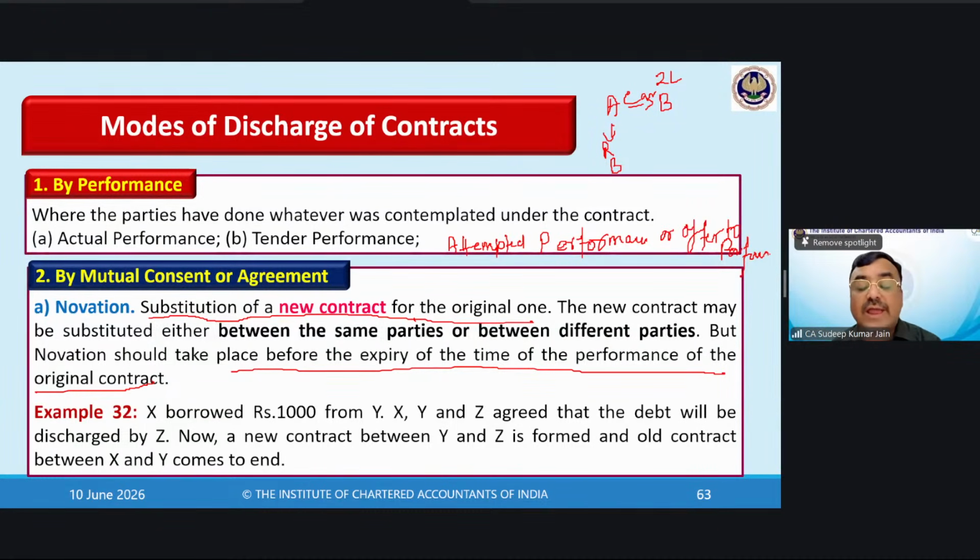See example number 32. X borrowed rupees 1000 from Y. X, Y, Z agreed that the debt will be discharged by Z. X has to make the repayment, but all three have decided that in place of X, Z will make the repayment of the loan. Y is ready: okay, I have to take the repayment of the loan, whether you pay or Z pays. So the new contract between Y and Z is formed, and the old contract between X and Y comes to an end. It means if the new contract is entered between Y and Z, no performance is required by X for repayment of the loan. Please read this example.